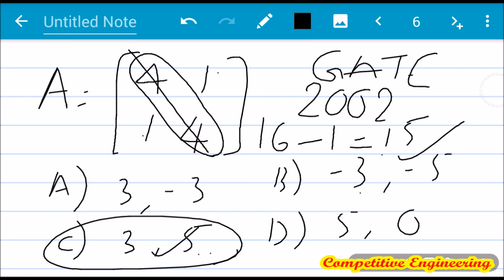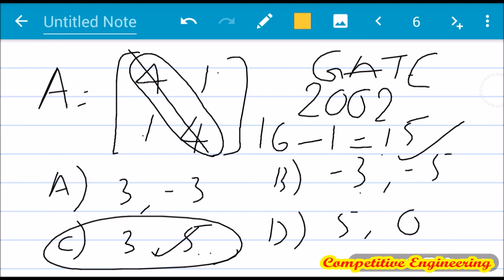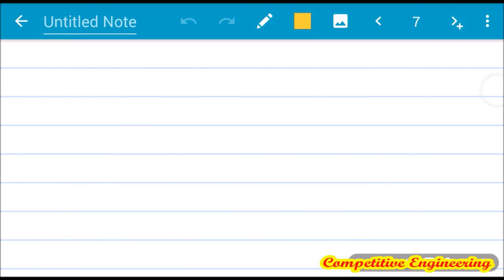This second property is useful when two options give the same sum. For example, if instead of the first option it is 2 and 6, then 3 plus 5 is 8 and 2 plus 6 is also 8, so both can be options. In that case, check the second property: the product should be 15. This product is 12, and this product is 15. So this is the answer. Okay, you got it.